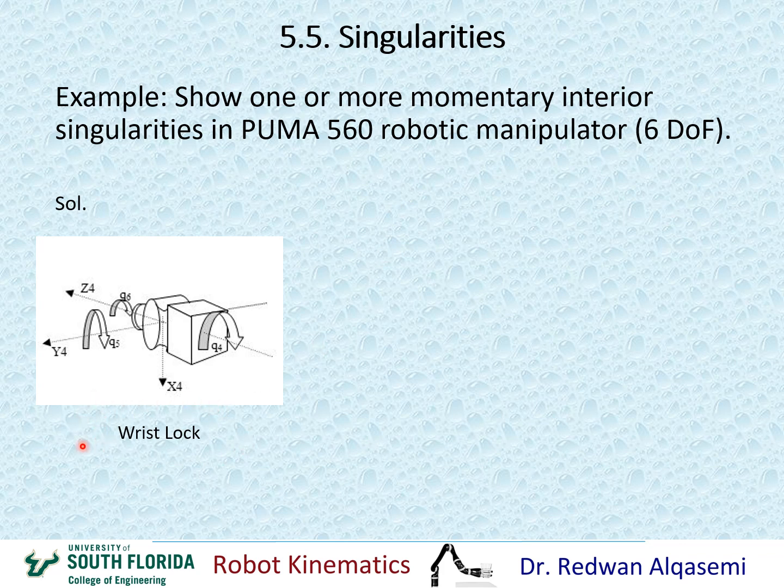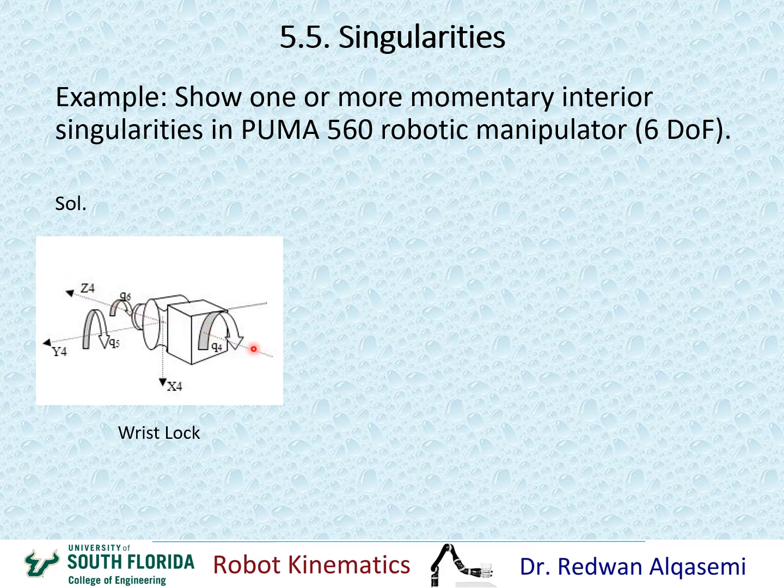It's called wrist lock. So what you see here is the wrist, and the wrist in the Puma 560 has 3 revolute joints. So you have joint 4 and joint 5, and this is joint 6. And all of the 3 coordinate frames of these 3 joints meet at the same point. Okay, so this particular singularity happens when joint 5 is rotated such that joints 4 and 6 are lined up.